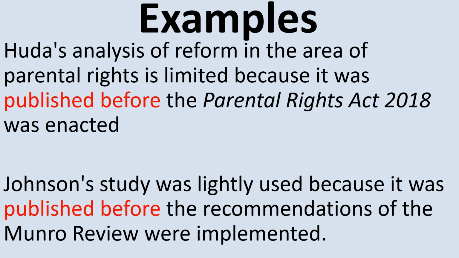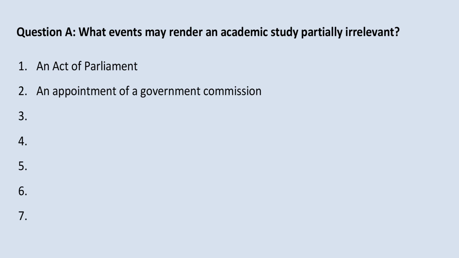Here are some examples. Hodder's analysis of reform in the area of parental rights is limited because it was published before the Parental Rights Act 2018 was enacted. Johnson's study was lightly used because it was published before the recommendations of the Monroe Review were implemented. There are a number of events that can render an academic study partially relevant: an Act of Parliament, an appointment of a government commission, a new census, COVID-19, and so on.